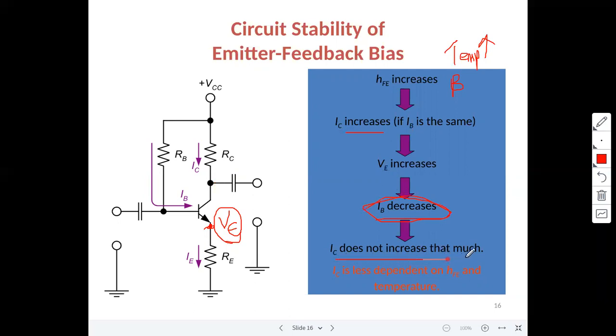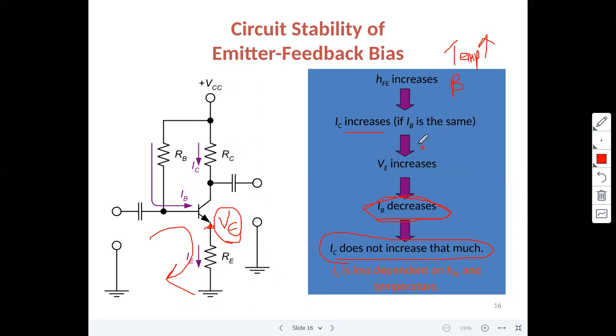IC does not increase that much. Due to this factor, what is the factor here? This is some feedback. This is the loop here. This voltage across RE gives some feedback to the input. Due to this, what happens is IB decreases, IC also decreases.